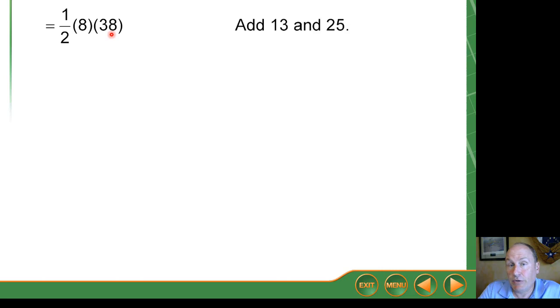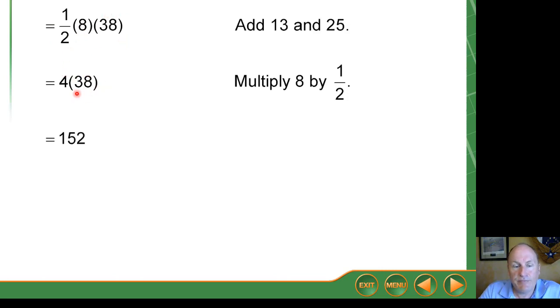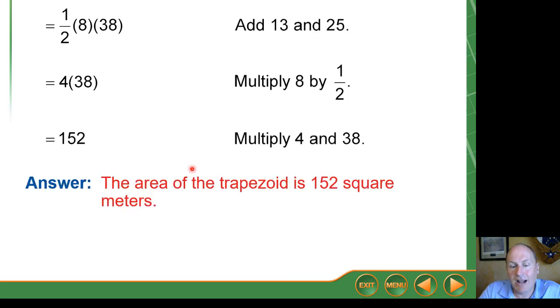So we've done our groupings. There are no powers or exponentiation, but there is one big multiplication. We've got 1/2 times 8, which is 4. All of that times 38. So 4 times 38 is 152. Our answer, the area of this trapezoidal shape, is 152 square meters.